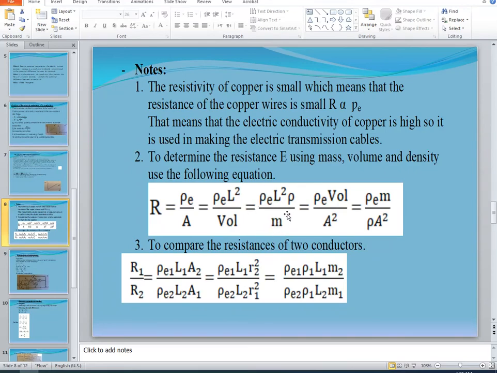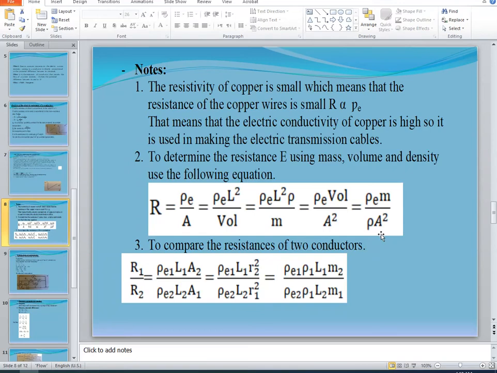This is this rule. Or in this law, we can replace the volume by mass over rho, since rho equals mass over volume. We can put here mass over rho, so this will be rho_e volume in the numerator and a squared rho. So these are the rules which you can use to calculate the resistance in terms of mass and volume and density of the wire.